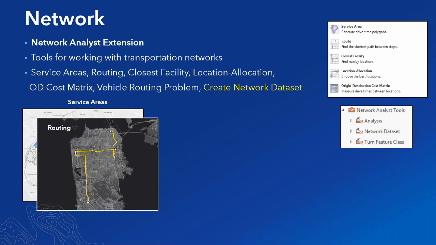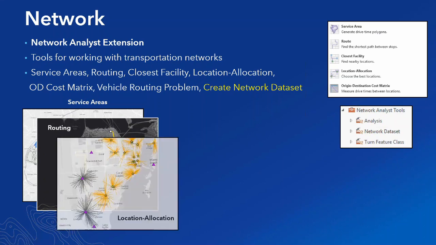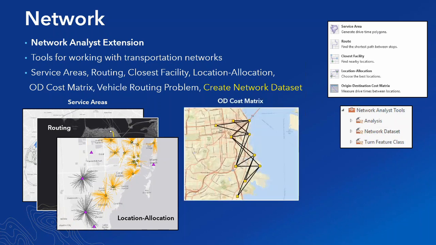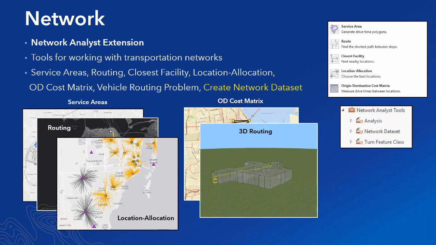You can do routing, calculating the best route from an origin to a destination. You can solve the location allocation problem, which essentially allows you to locate facilities to most efficiently supply demand points. You can calculate an origin destination cost matrix, which calculates the least cost paths from origins to destinations. You can do the vehicle routing problem, routing for a fleet of vehicles, and even 3D routing. Imagine how useful it can be for, say, a fire company to know the most efficient route from the entrance of a building to an apartment on the 5th or 6th floor.